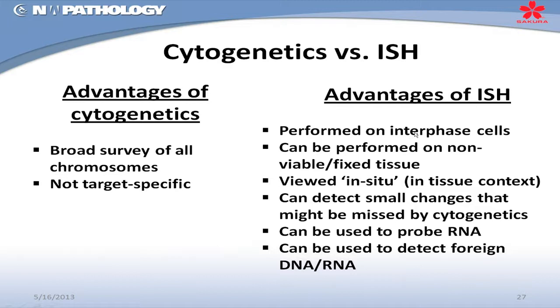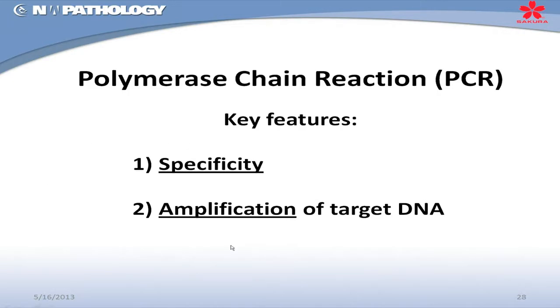ISH, the advantages are that you can do it on interphase cells. You don't need viable or mitotic cells to do it. And we can look at it within the context of the tissue. So it helps us know which cells we're actually looking at, whether we're looking at tumor cells or non-tumor cells. ISH can also detect smaller abnormalities than can be typically detected in cytogenetics. Usually in cytogenetics you need pretty large-scale abnormalities of the chromosome to see them. And again, ISH can detect RNA molecules, which can't be done with cytogenetics.